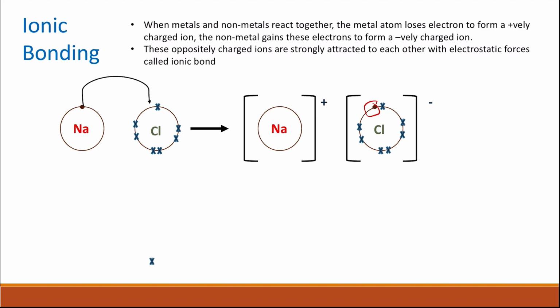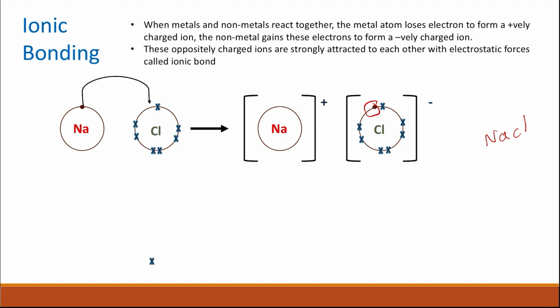Now, the electrostatic interaction between the positively charged ion of sodium and the negatively charged ion of chloride will give us the ionic compound and the ionic bonding between sodium and chlorine, which is sodium chloride.